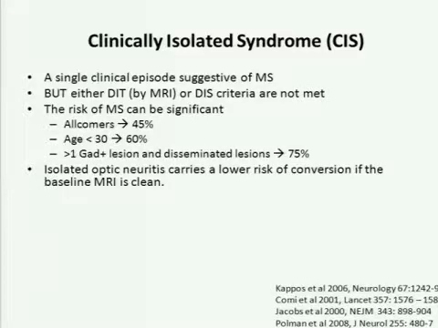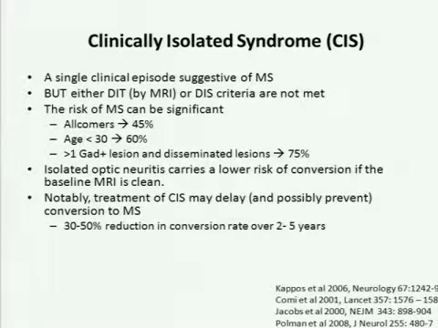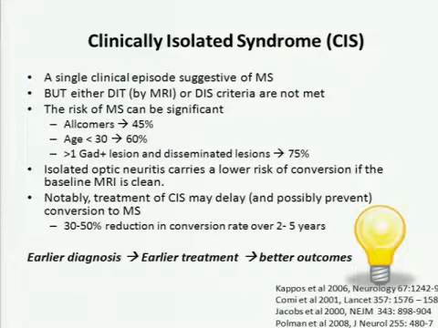Isolated optic neuritis carries a lower risk of conversion if the baseline MRI is clean, so if all the person has is optic neuritis and no brain or spinal cord lesions. The treatment of CIS could delay and maybe even prevent conversion to MS. A lot of the first line therapeutics for MS have been tested in CIS, and they show a 30 to 50% reduction in conversion rate over 2 to 5 years. I'm not going to cover all the details of the medications because that will be done by Dr. Stobie, but if you're able to recognize CIS, you have potential for earlier diagnosis, earlier treatment, and better outcomes, at least on this time frame.